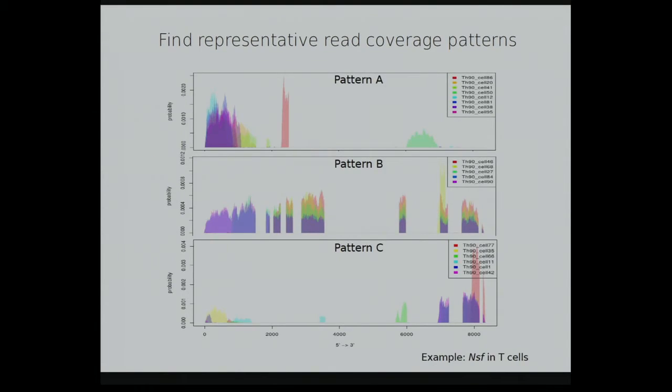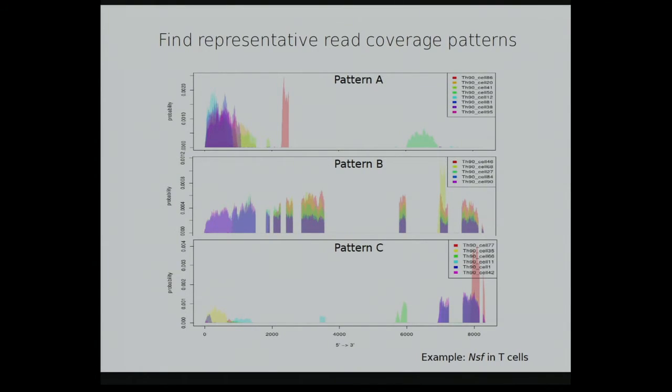Now here I'm just showing one gene and how the data looks. For this particular gene, called NSF, I found 3 representative patterns. Each color corresponds to one cell. And so basically, all the cells are grouped into 3 groups by these 3 patterns of read-covered profiles.